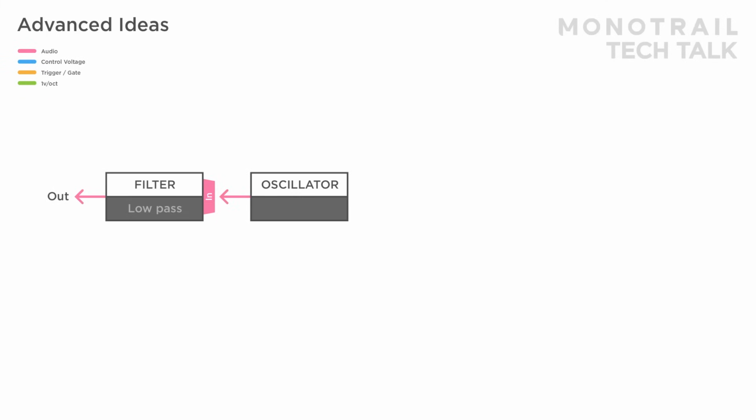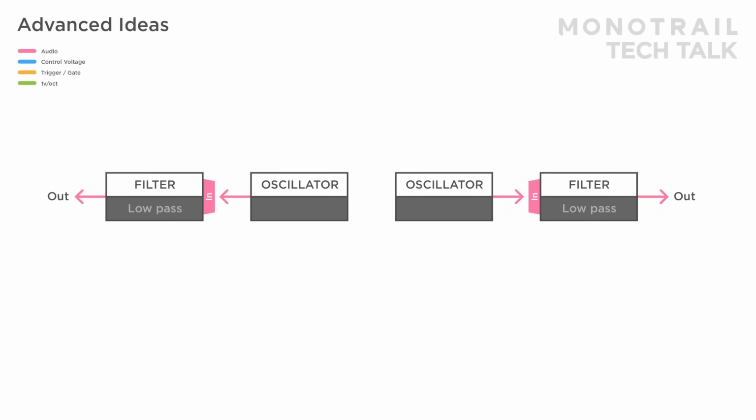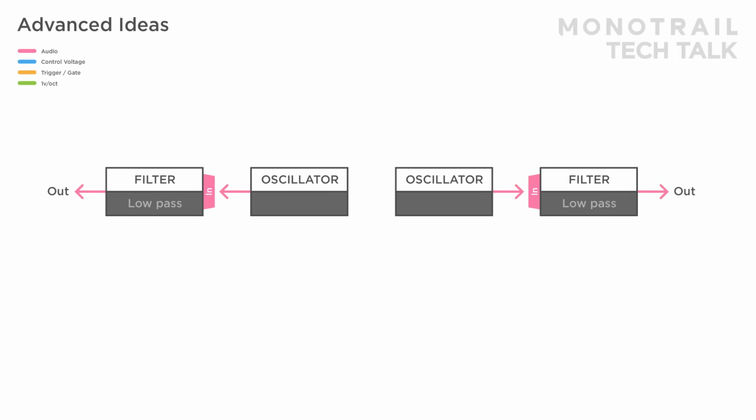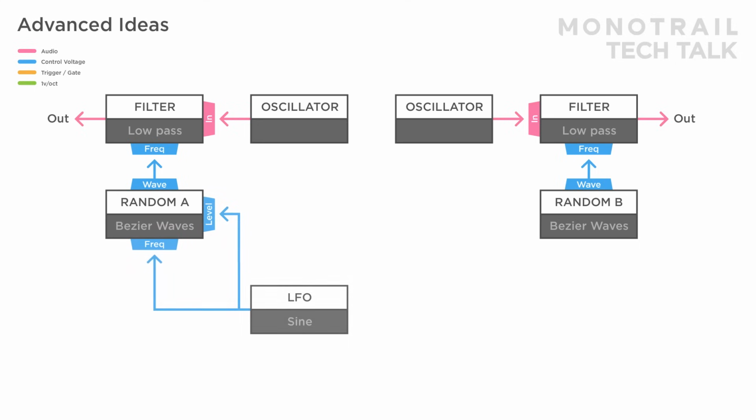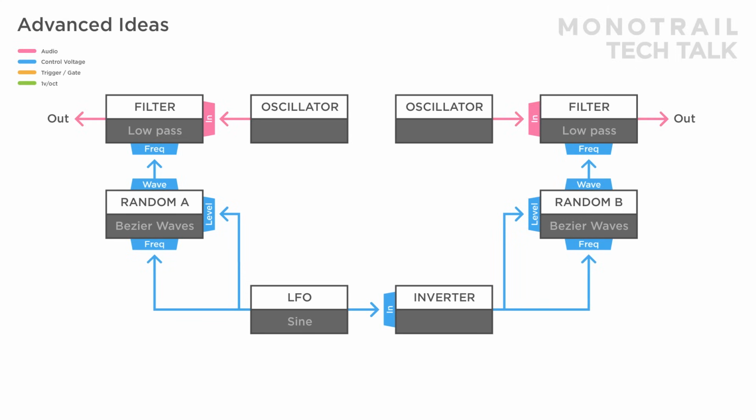Instead of adding more random with internal modulation, you can create a lot of great controlled effects as well. Here are two simple drone voices, panned hard left and right. The two random waves are modulating the filters. A simple sine wave LFO is used to modulate the frequency and level of A. And an inverted copy of the sine wave is modulating the frequency and level of B.